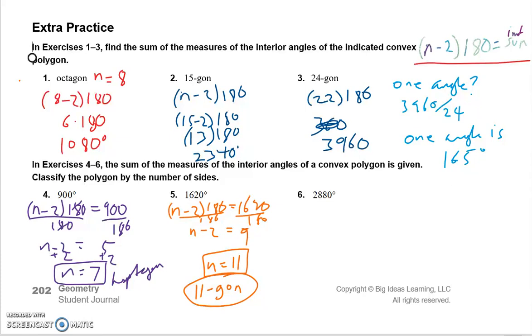Okay, so if you want to be lazy, divide by 180. 2880 divided by 180 is 16. Then you add 2, so plus 2 is 18. So this is an 18-gon.